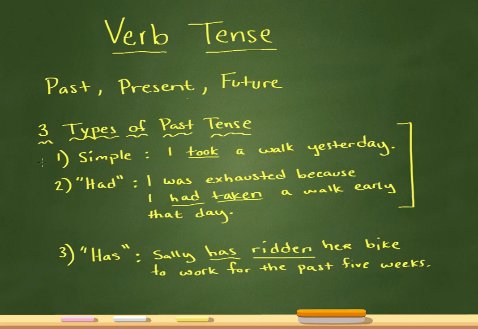All right, so those are the 3 types of past tense that you could see. The other ones, like present tense or future tense, are pretty straightforward, and you should be able to figure out whether you're in the present or future.